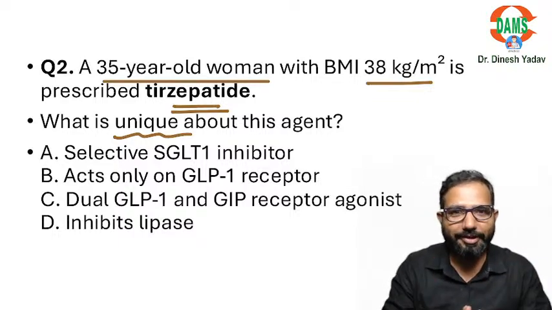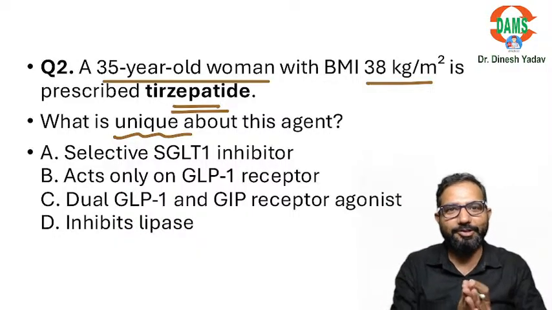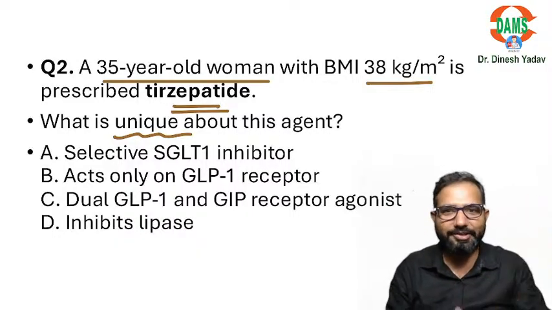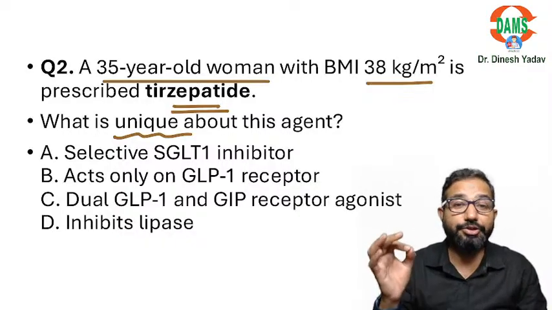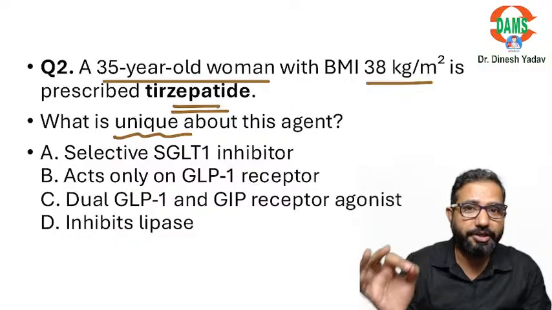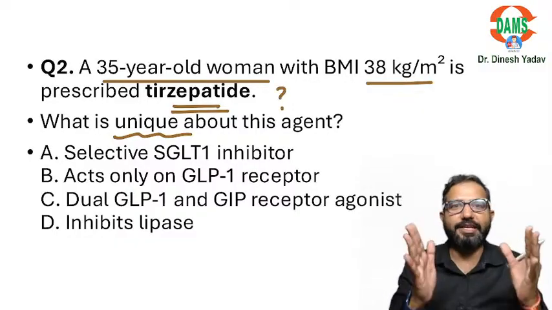You know the use, right? Uses everybody knows because you know the use in medicine. But in pharmacology, mechanism of action and adverse effects matter. So is it SGLT1? Is it GLP1? Is it dual GLP1 and GIP, or does it inhibit lipase? What is true about tirzepatide?